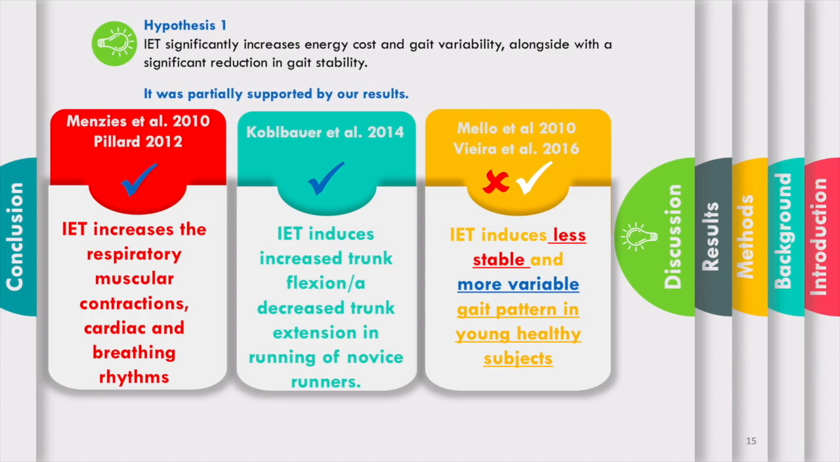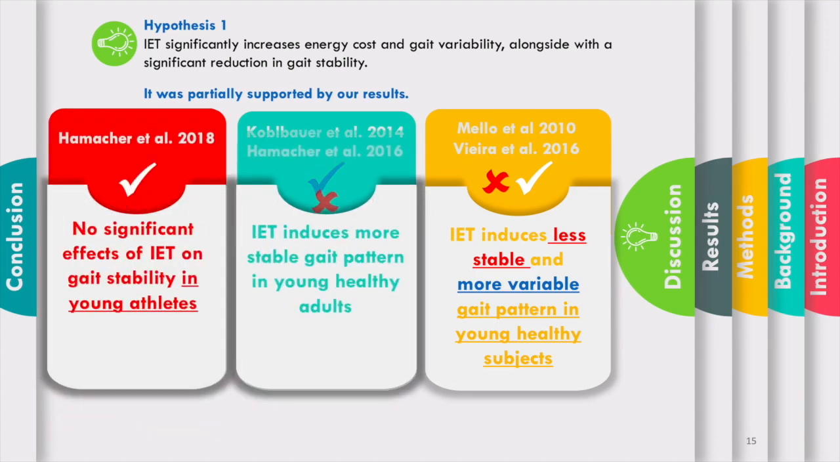However, previous studies reported mixed results in terms of gait stability. Vera et al. reported a less stable gait pattern. Hamacher et al. 2016 reported a more stable gait pattern, and Hamacher et al. 2018 reported no significant effect of IET on gait stability in young athletes. This discrepancy could be due to the level of participant activity between studies. For instance, male soccer players in our study and young athletes in the study of Hamacher et al. 2018 might have higher core endurance, which helped them control trunk stability at post-IET better than young healthy adults.